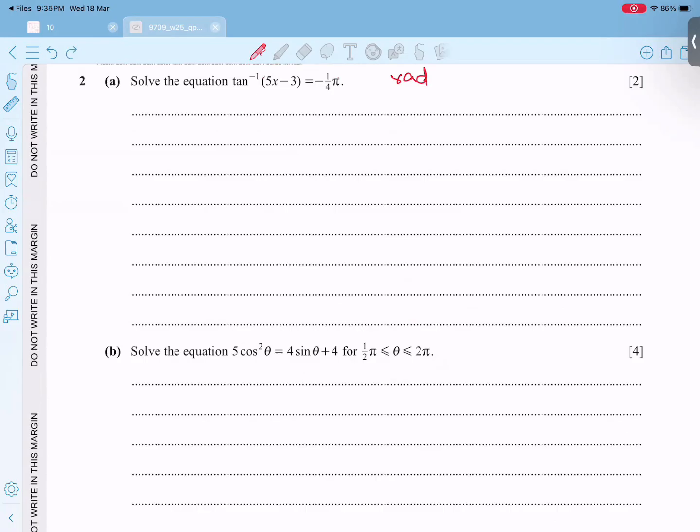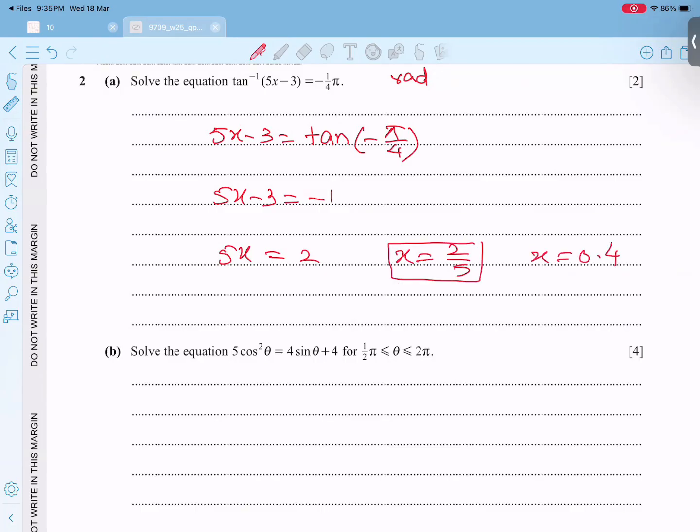When tan inverse goes there, it becomes 5x minus 3 equals tan of negative pi by 4. When you check it in the calculator, tan of negative pi by 4 will give you minus 1. So we get here negative 1. So 5x minus 3 equals negative 1, 5x equals 2, and x becomes 2 over 5. This is my answer, or you can say 0.4. Both are correct answers.